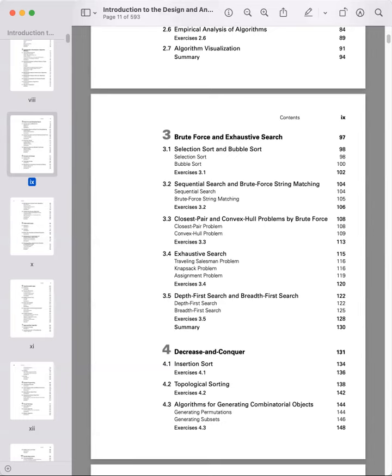Okay. And then we have our closest pair and convex hull problems. We have those by brute force. We also have them by divide and conquer. So I like these problems. You're likely to see one or the other of them on the exam in some version.